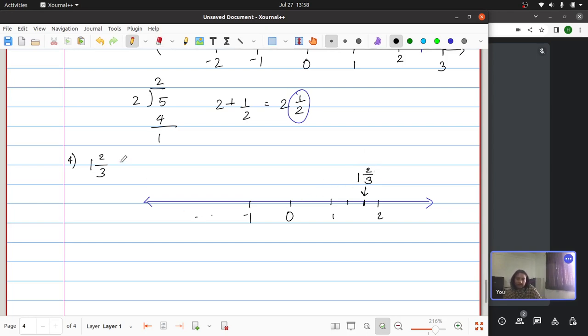Or this is in fact, how do you convert it into a fraction? So, you just multiply the denominator with 1. So, it will be 1 into 3, sum with the numerator by 3. So, this is same as 5 by 3.